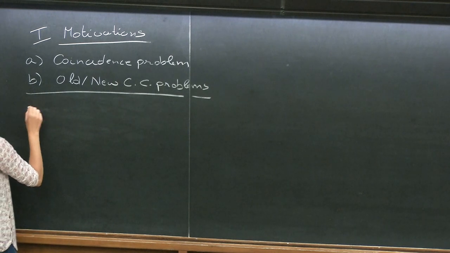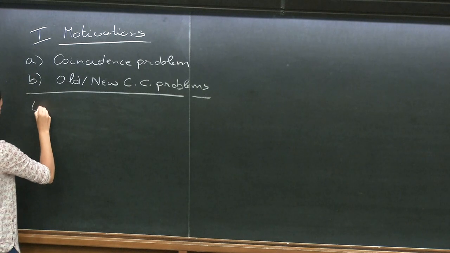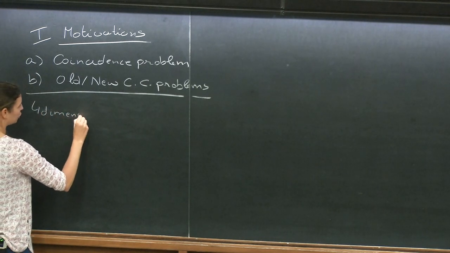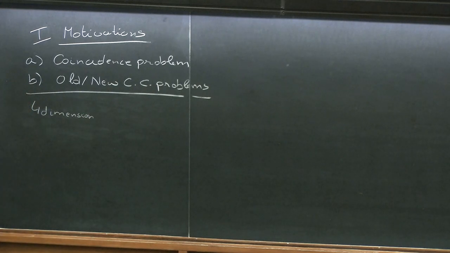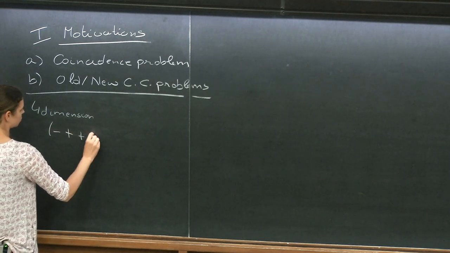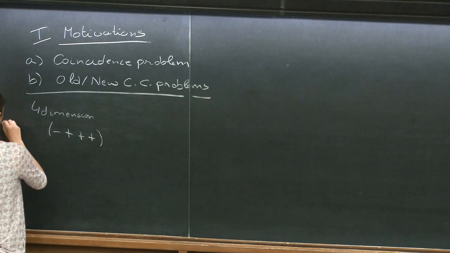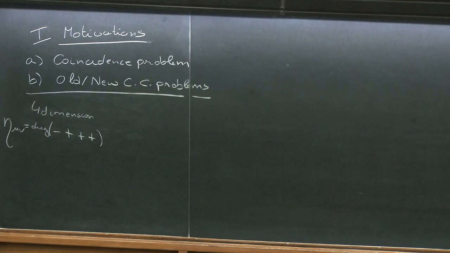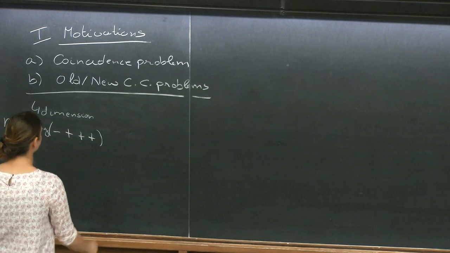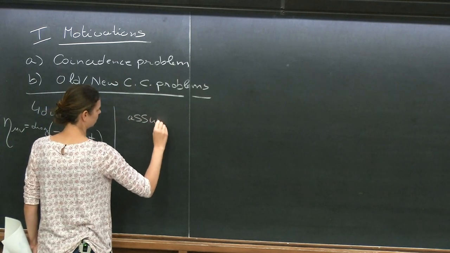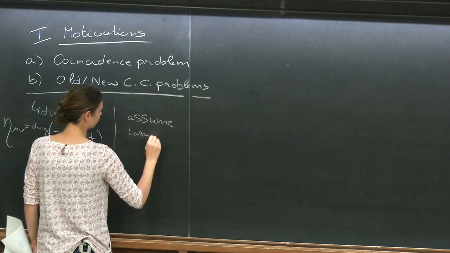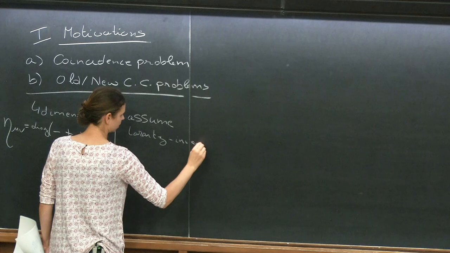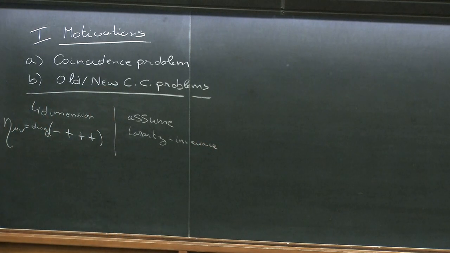So throughout this, for most of today and tomorrow, we'll be working in four dimensions. This may seem obvious to you that we live in 3+1 dimensions, but we're going to relax this assumption later on this week. And we're working in a minus plus plus plus signature. So we have eta mu nu, the diagonal of that in standard rectangular coordinates. And for most of what we'll be doing, we'll assume Lorentz invariance, and a lot of the time we'll assume locality.